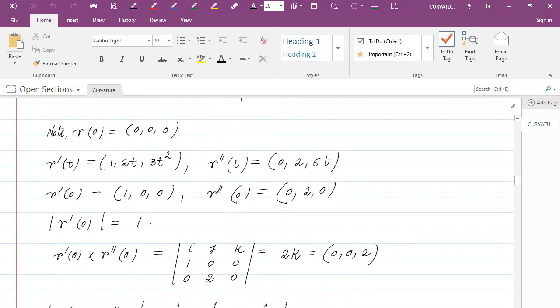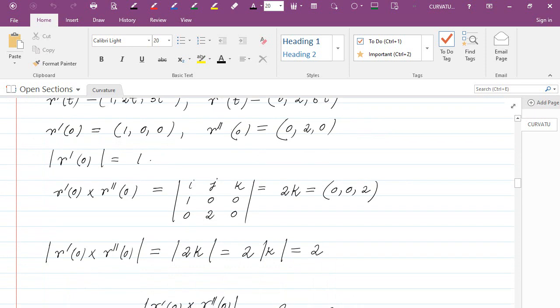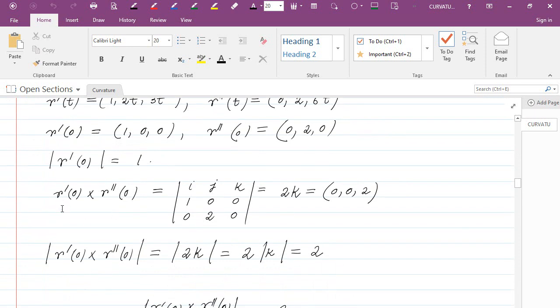Notice that the length of r prime of 0, the length of this vector here, would be 1. And now we take the cross product of r prime of 0 and r double prime of 0, which is equal to the determinant of i, j, k, 1, 0, 0, 0, 2, 0. If we compute this, we get 2k, which is the vector 0, 0, 2. So the length of r prime of 0 cross r double prime of 0 is equal to the length of 2k, which is equal to 2.